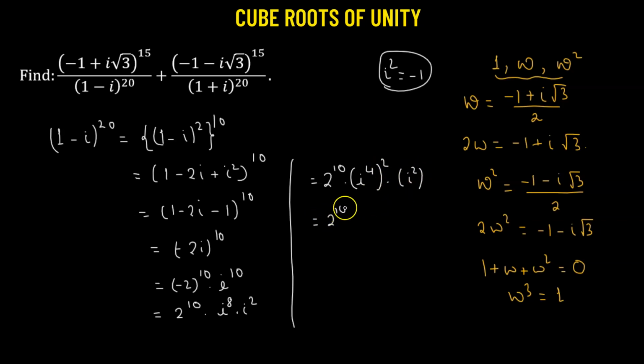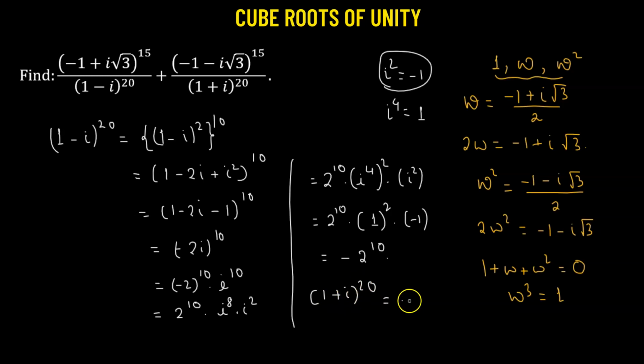So we have 2 raised to the power of 10. So i raised to the power of 4 is going to be 1. So we have 1 squared. We can also check that from here: if we have i squared equals -1, then i raised to the power of 4 will be +1, times i squared, which is -1. So that means our value is -2 raised to the power of 10. Similarly, using the same steps, when we expand 1 plus i raised to the power of 20, this is also going to give us a value -2 raised to the power of 10.